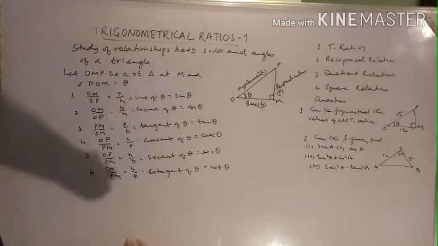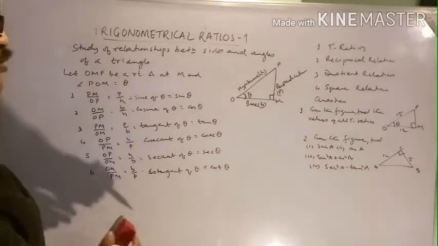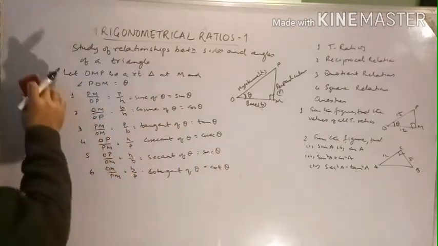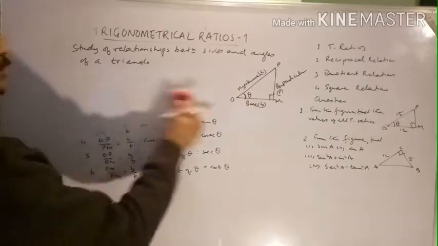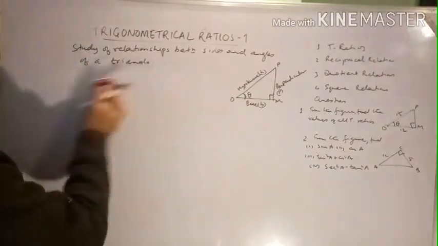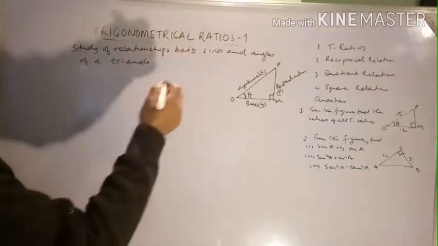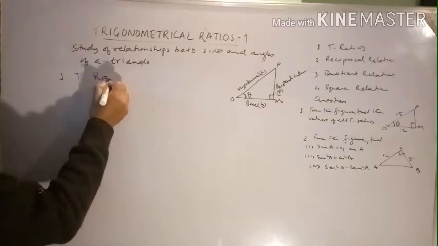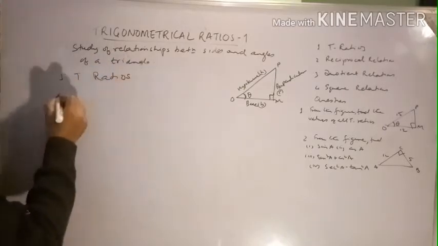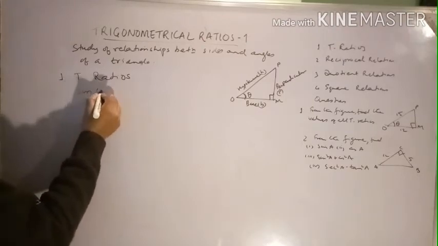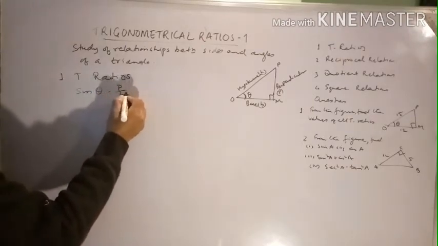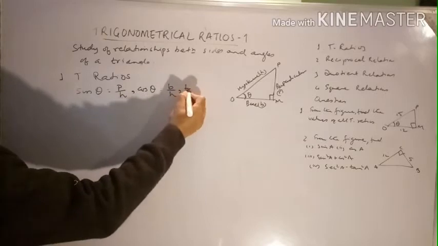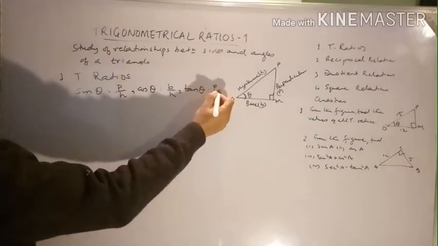So we have 6 ratios: sin theta, cos theta, tan theta, cosec theta, sec theta, and cot theta. These are called trigonometrical ratios. Now we write the formulas. Number 1, trigonometrical ratios. We have sin theta equal to P by H, cos theta equal to B by H, and tan theta equal to P by B.